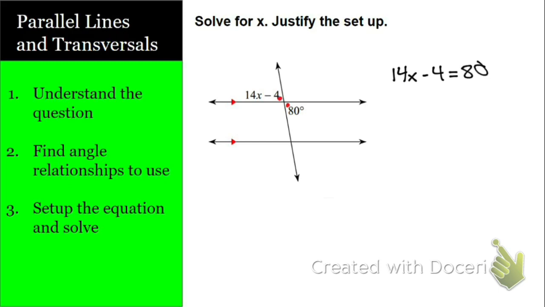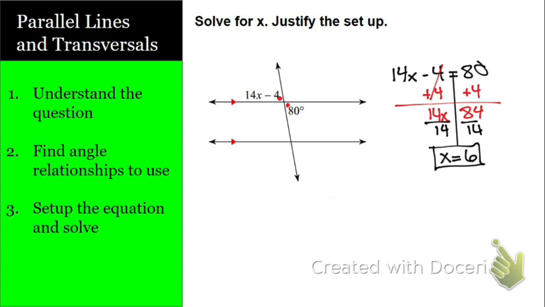We're going to split down the middle, giving us two sides. We're going to move negative 4 by doing its opposite, adding 4. The positive and the negative 4 go away because we moved it to the other side. We bring down 14x, and then we have 80 plus 4, which gives us 84. Then we're going to divide 84 by 14 on both sides, positive 84 divided by positive 14. We find out that x is going to be equal to 6. So the value of x in this problem is 6.